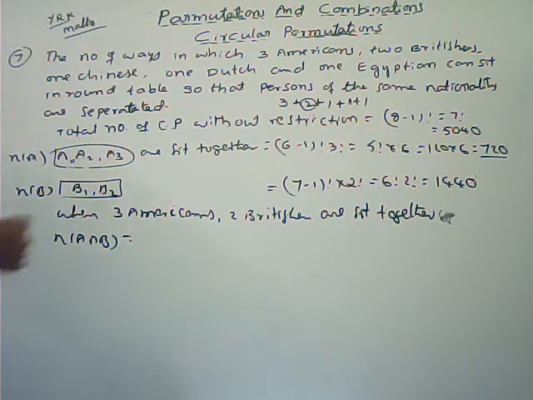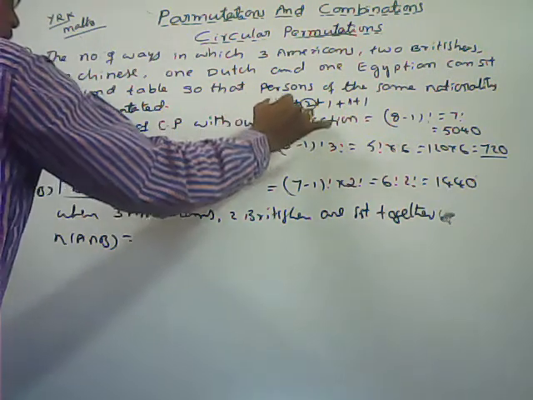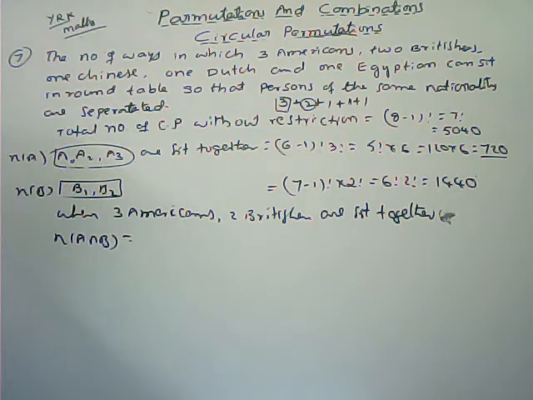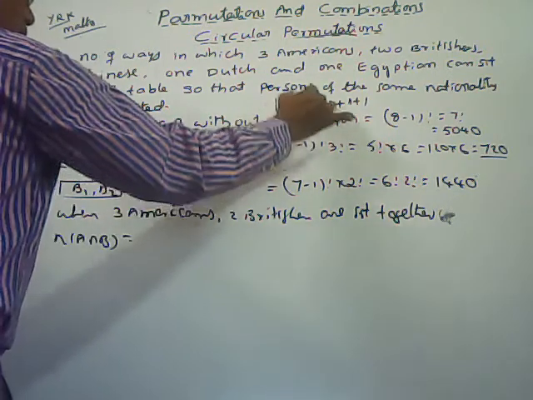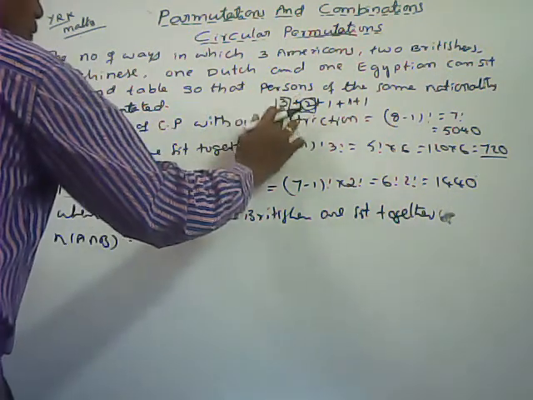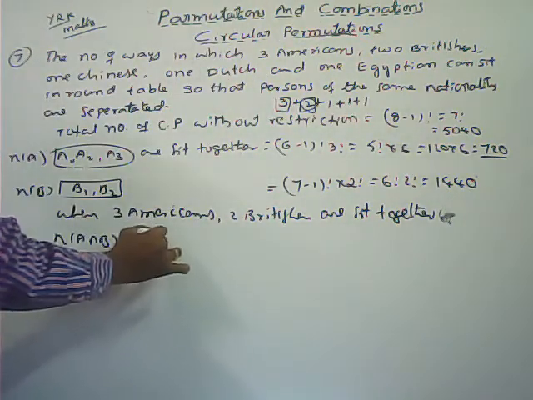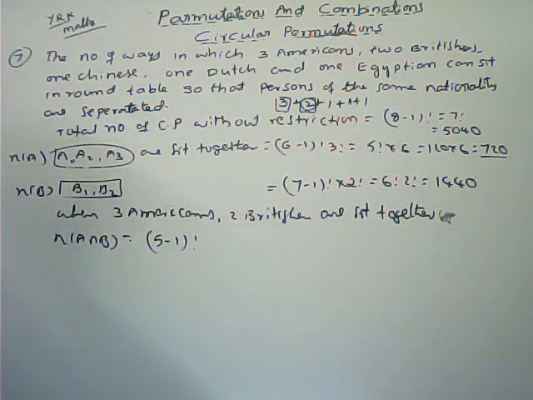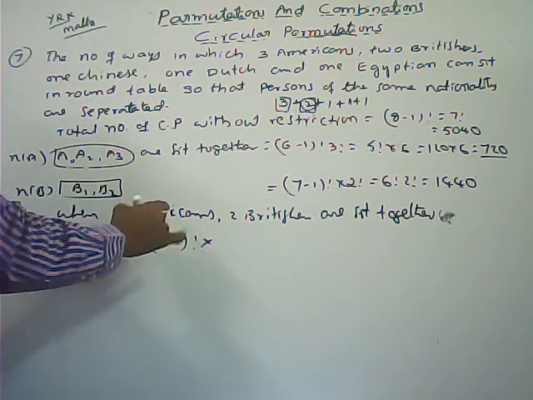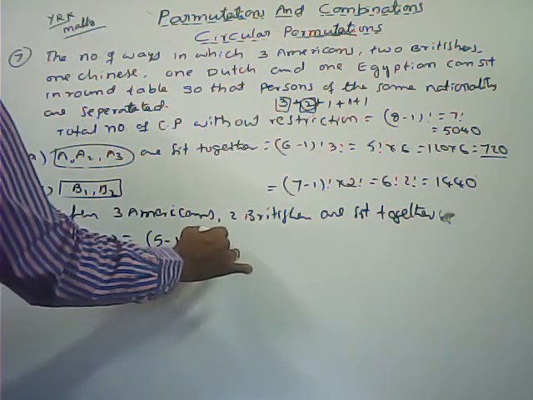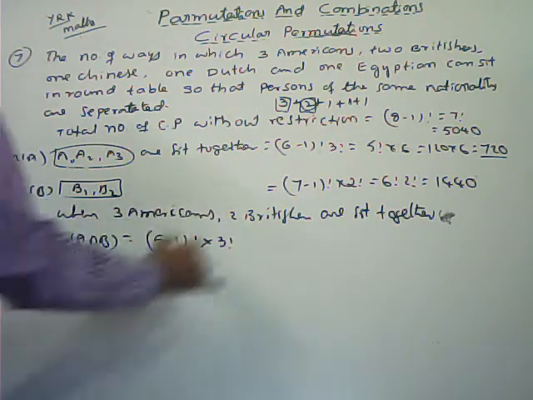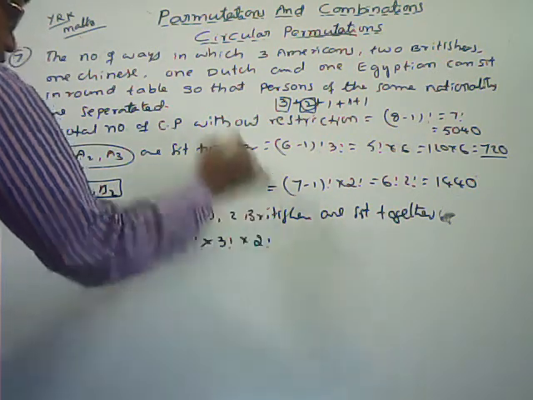Now here you can see, in total, this one I am taking as one object: all the three Americans sitting together. Two Britishers I am taking as one object. Total how many are there? 1, 2, 3, 4, 5 objects are there. In the circular arrangement, 5 minus 1 factorial, into these three Americans among themselves can be arranged in 3 factorial, and these two Britishers can be arranged in 2 factorial.